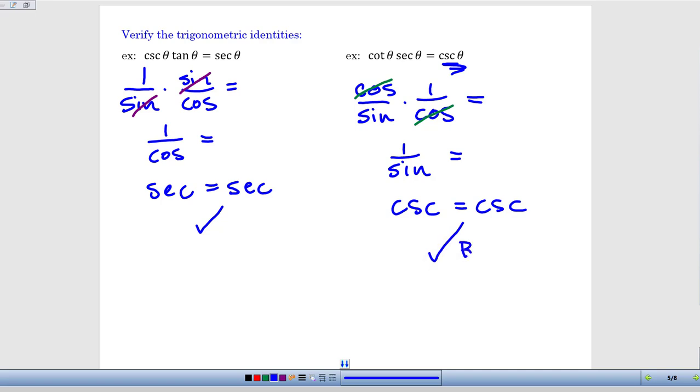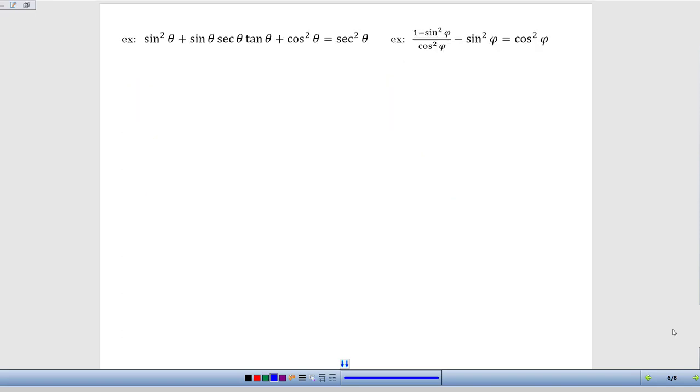And we can go with a little check, boom, if we want to feel a little bit sassy here. In the next two examples, we have a little bit more going on, certainly. In the first one, we've got this sine squared plus this sine times secant times tangent, and then plus this cosine squared equals secant squared.